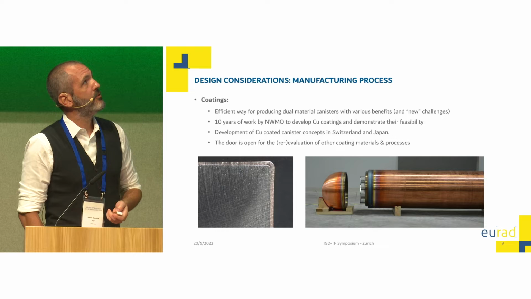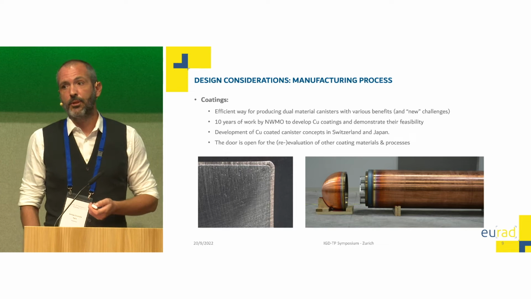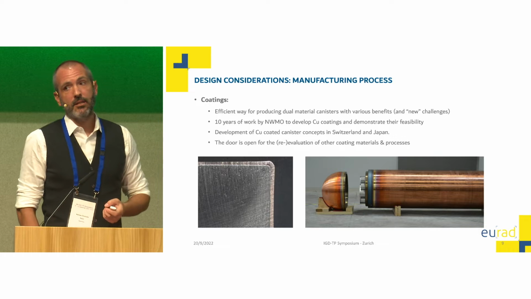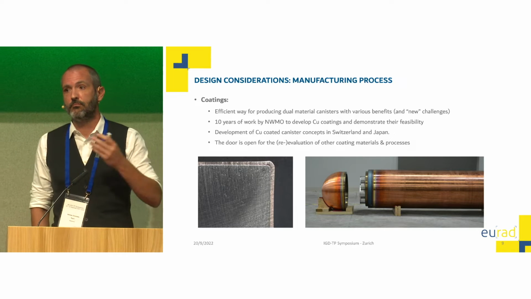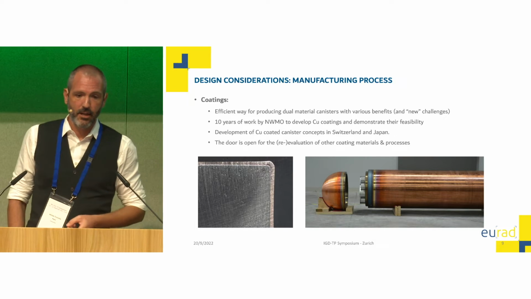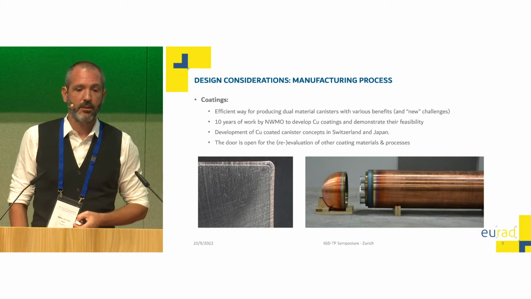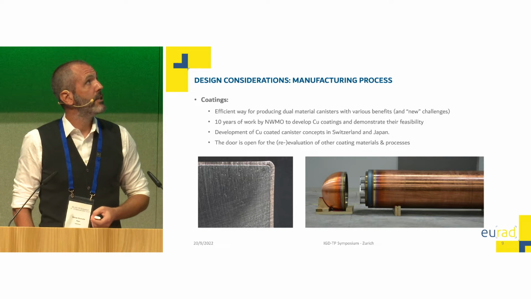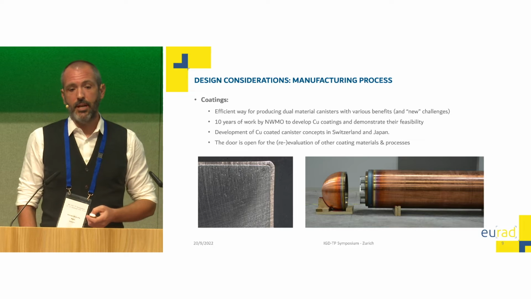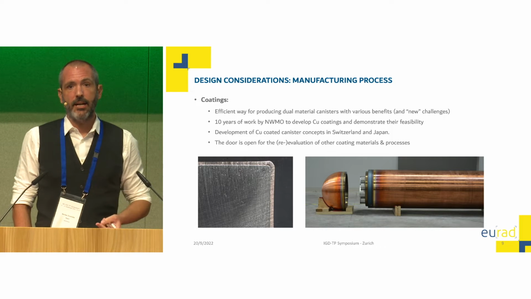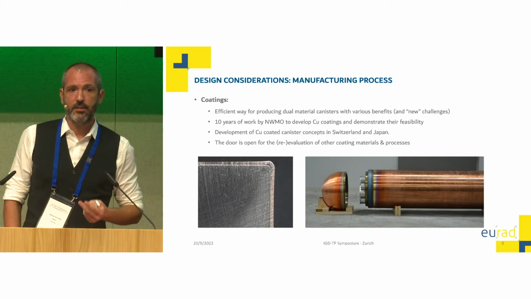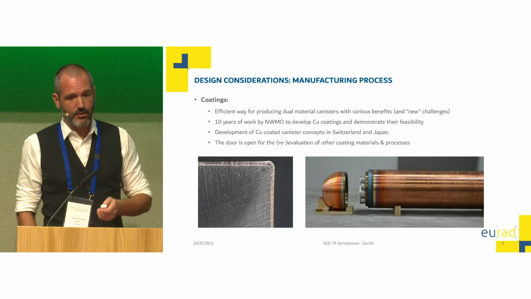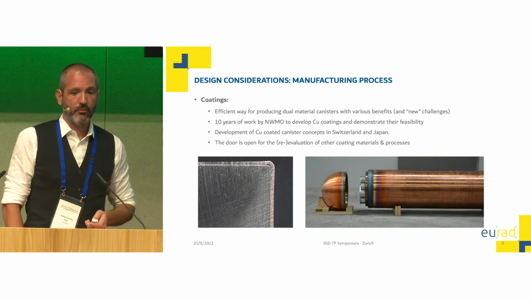Another example is the manufacturing process. There's a lot of potential for optimization there. The one big thing that has, let's say, come to the forefront in the last decade is the fact that we have started to consider coatings more and more seriously. Coating a container is a very efficient way of creating a canister that has two materials instead of a single one and provides various benefits, but of course new challenges compared to what we were used to before.